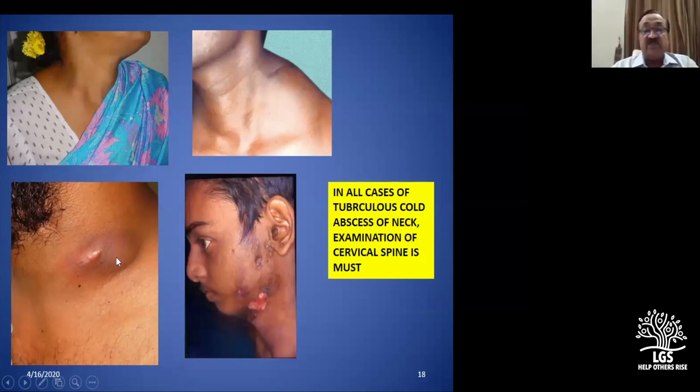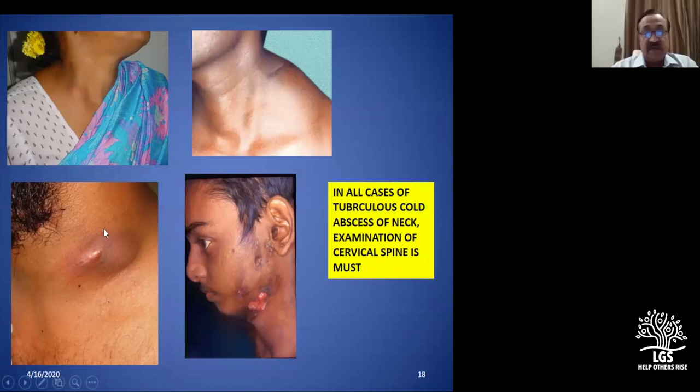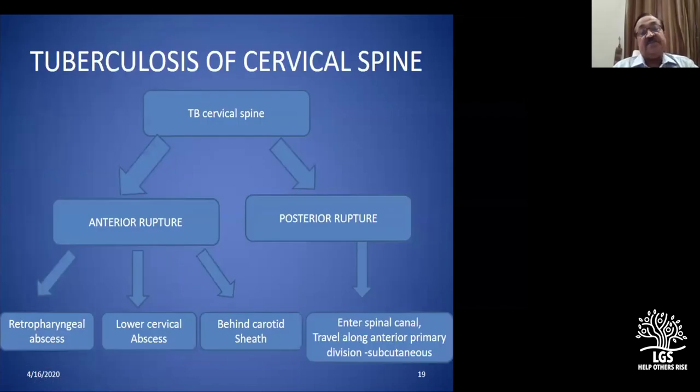Now look at this swelling here. Look at this swelling here. Almost the swelling is going in for a sinus formation, and you have large sinuses here. So these are the various stages of tuberculous lymphadenitis.